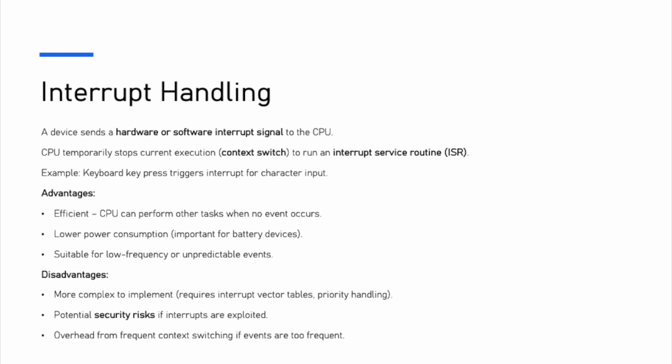For example, it is more complex to implement. It requires interrupt vector tables and priority handling, meaning which interrupt is of a higher priority than another. There are potential security risks because interrupts could be exploited. You could pass something simple as a high priority process, and that wastes a lot of CPU time. There are also overheads from frequent context switching. If events are too frequent, the CPU will just constantly swap context: one process is offloaded, another is loaded, instead of actually doing the processing.